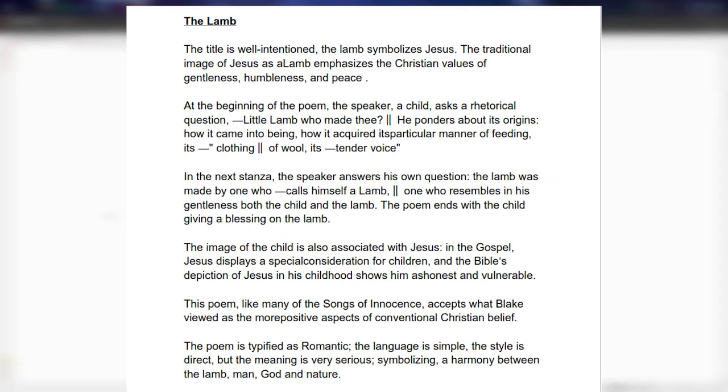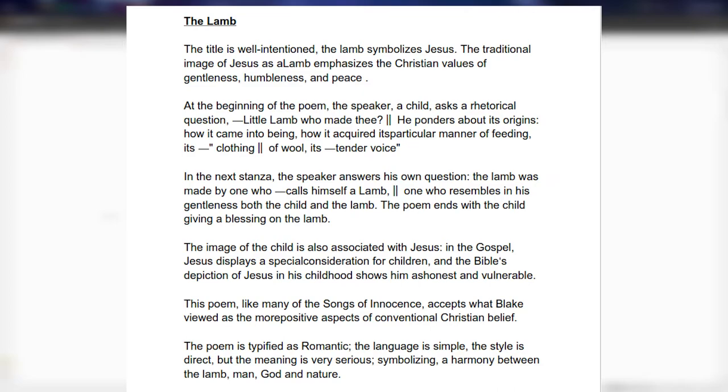Little lamb, who made thee? Who made you, little lamb? He ponders about its origins. That is, the child wonders about the origin of the lamb, how it came into being, how it acquired its particular manner of feeding, its clothing of wool, its tender voice. My goodness, these are all characteristics of the lamb, and then we'll see the lamb again.